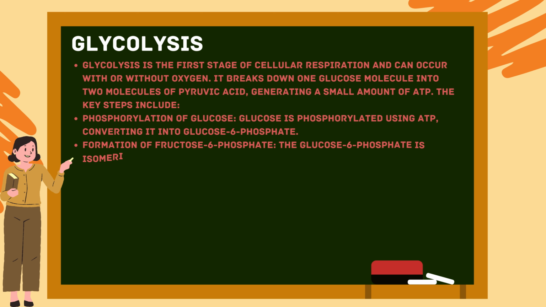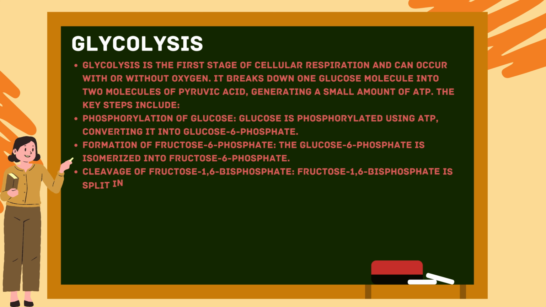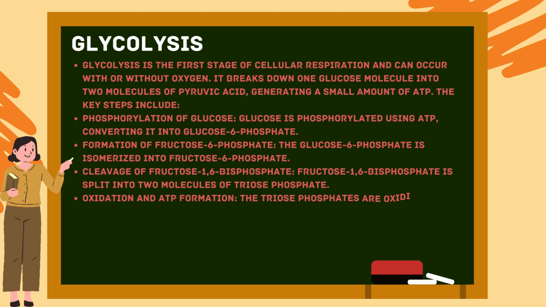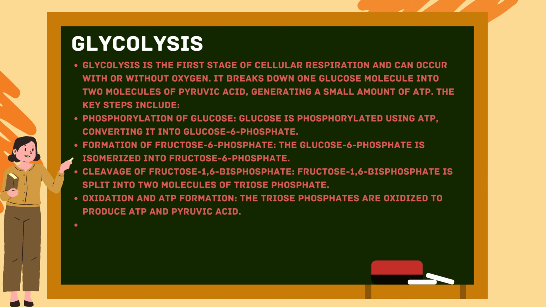Formation of fructose 6-phosphate. The glucose 6-phosphate is isomerized into fructose 6-phosphate. Cleavage of fructose 1,6-bisphosphate. Fructose 1,6-bisphosphate is split into two molecules of triose phosphate. Oxidation and ATP formation. The triose phosphates are oxidized to produce ATP and pyruvic acid.